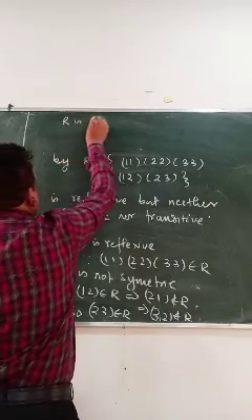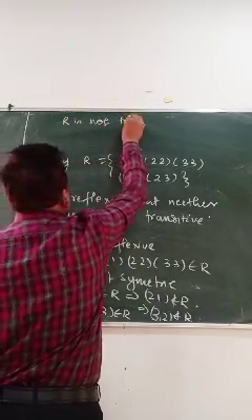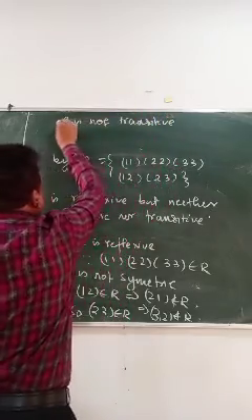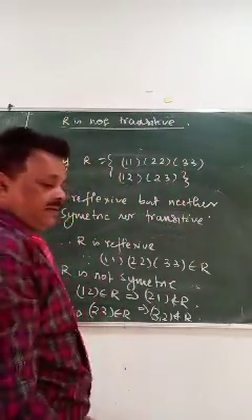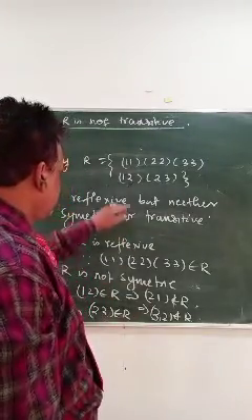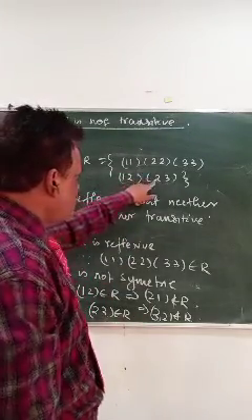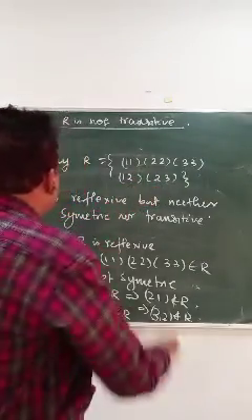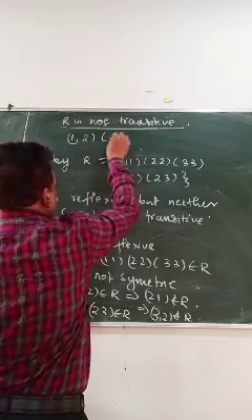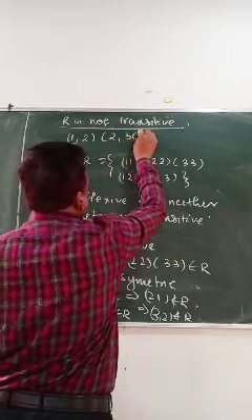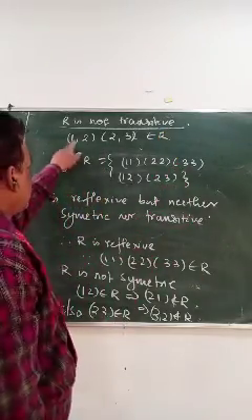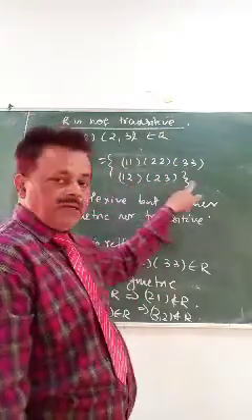R is not transitive. Very important thing. Look at here. Why not transitive? Now look at (1, 2), (2, 3). You can say (1, 2), (2, 3) belongs to R.